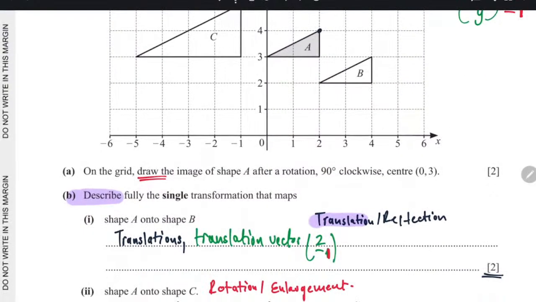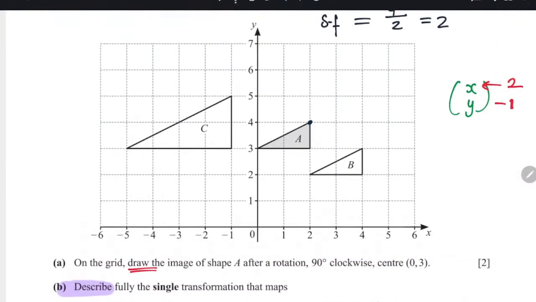Now we do the draw. Draw the image after a rotation. They tell you the center. So what you do, you go to the center. What is the center? 0, 3. 0 in the x, 3 in the y. So here it is. This is the center. Now what are they saying? They are saying you must rotate it 90 degrees.